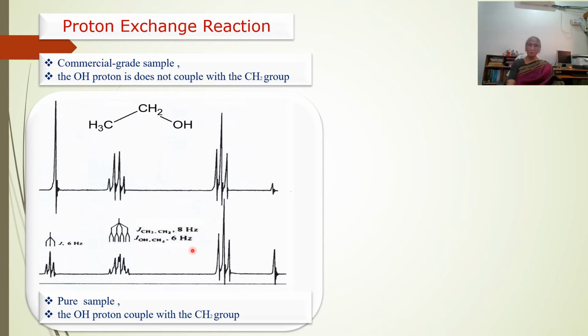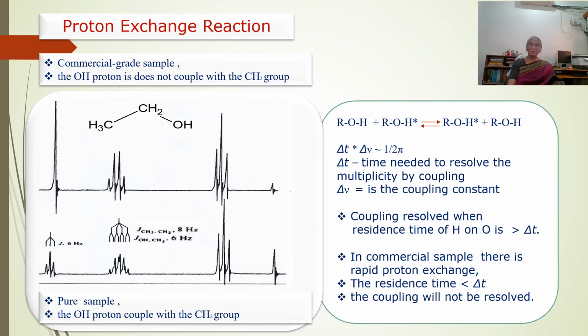Since the two coupling constants are different, overlapping of peaks does not take place, and therefore in the signal of the CH2 protons we get 8 lines and the signal of the methyl protons is a triplet. So the question is why this happens? That in the commercial grade sample there is no coupling between the hydroxyl proton and the methylene protons, whereas in the pure sample the hydroxyl proton couples with the methylene protons.